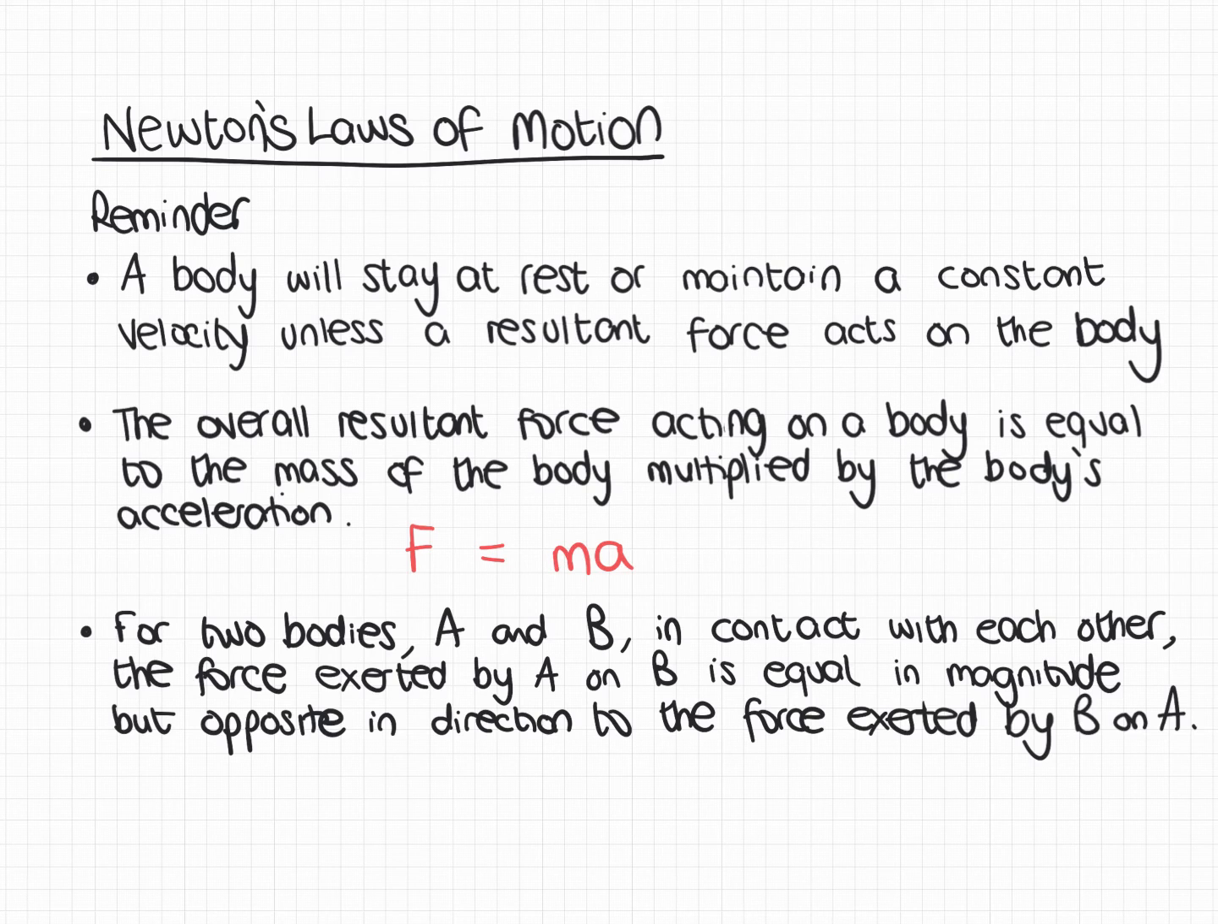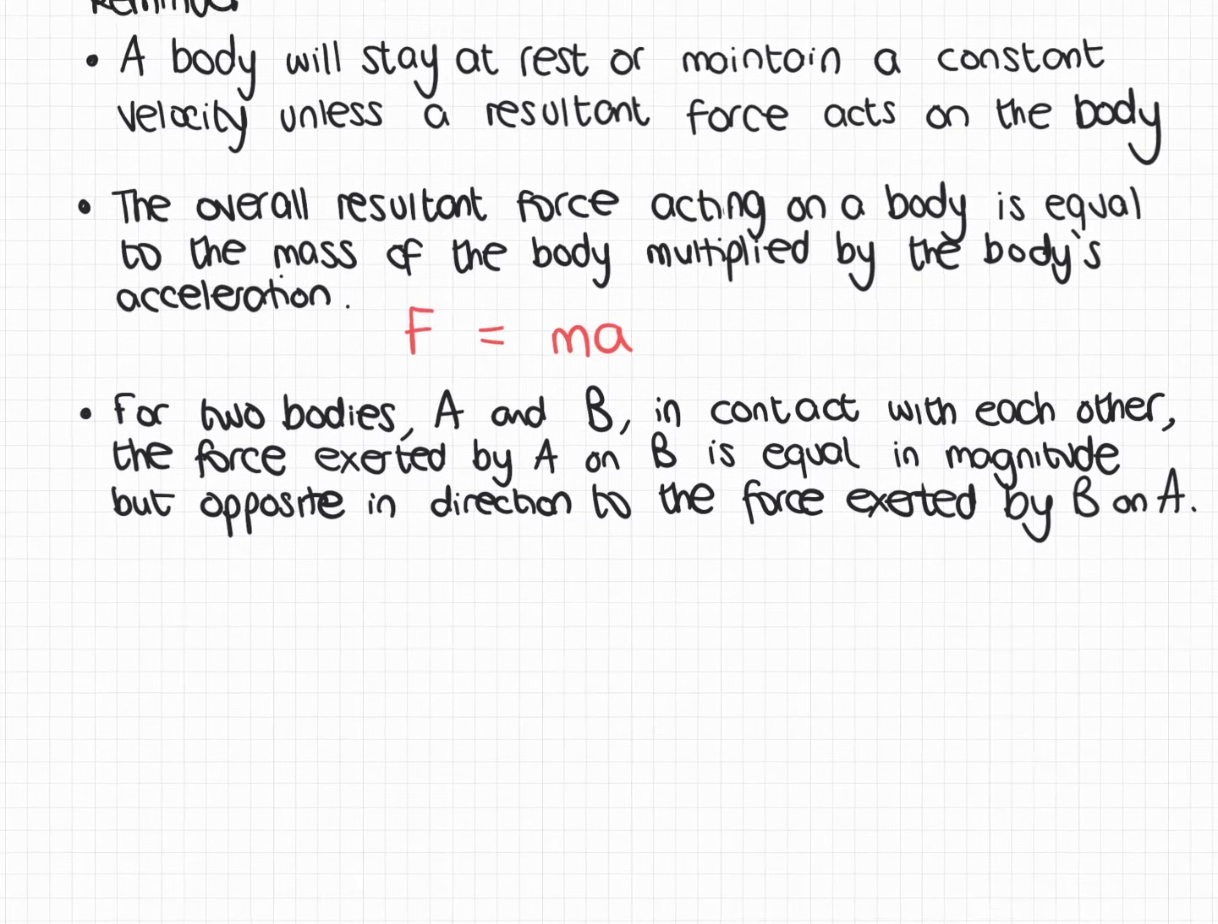Now, if you remember back when we were doing friction, we sometimes call it friction F as well. So you need to decide what you're going to use when you do these questions. Don't get confused with the resultant force and friction. Pick a letter and stick with it. And the third one, for two bodies in contact with each other, the force exerted by A on B is equal in magnitude but opposite in direction to the force exerted by B on A.